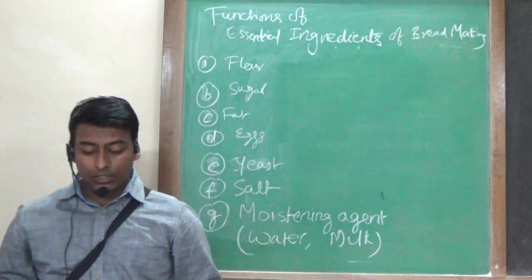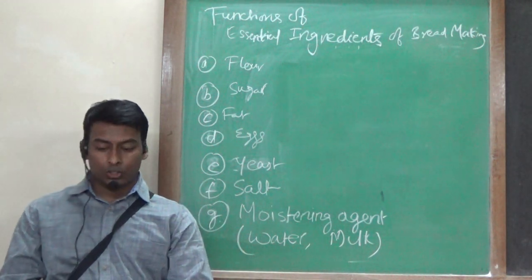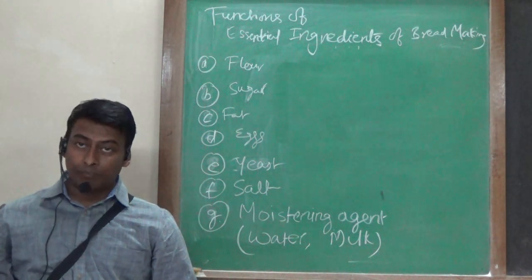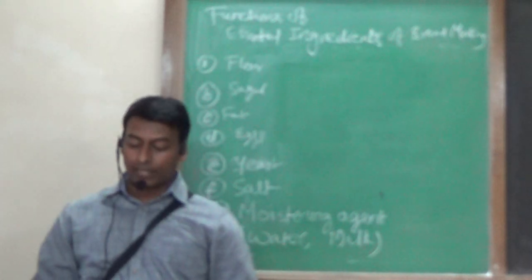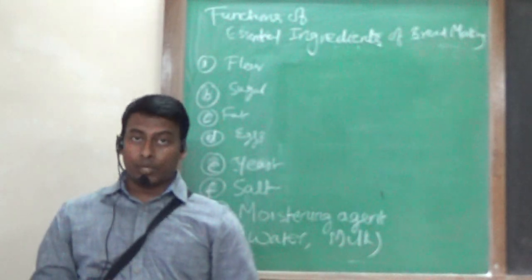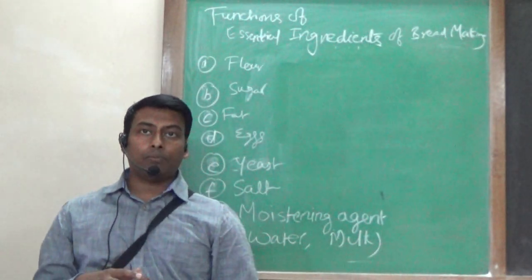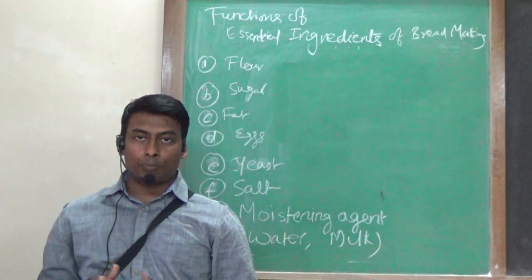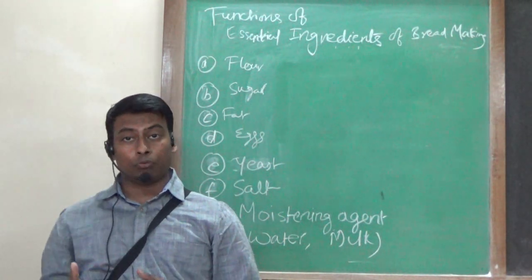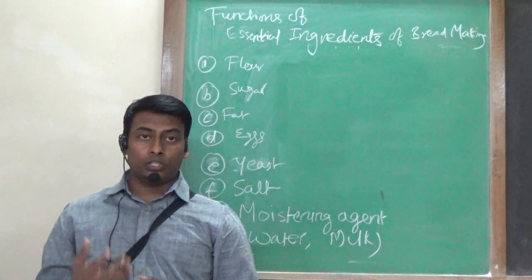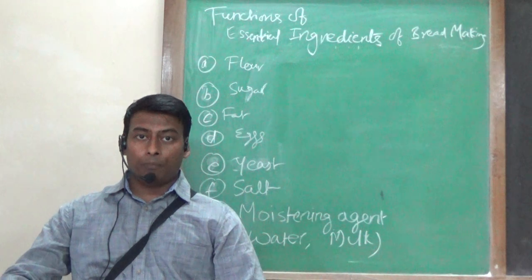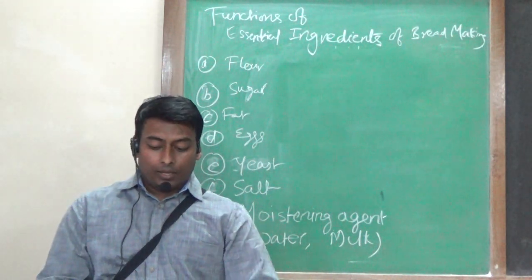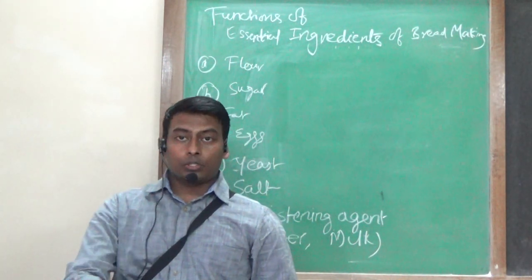Yeast conditions the dough gluten so that it attains sufficient mellowness to stretch under the pressure of CO2 gas and form the structure of the product. So as I told you earlier, it helps to rise the product and it gives a proper shape to that product after the final proving. And you know that yeast helps in the proofing of the product. After that we will talk about the salt.